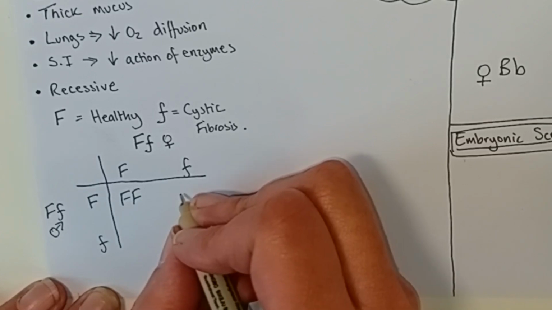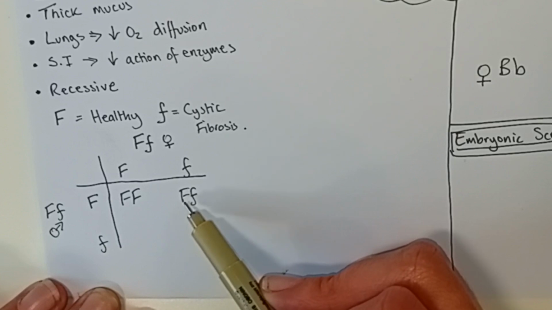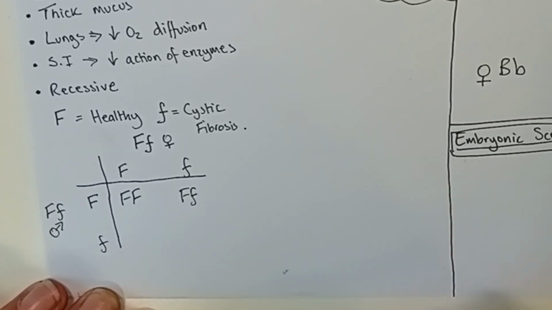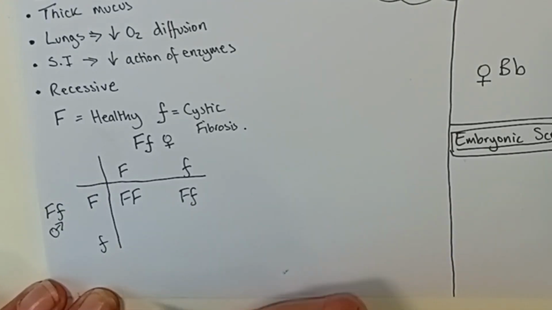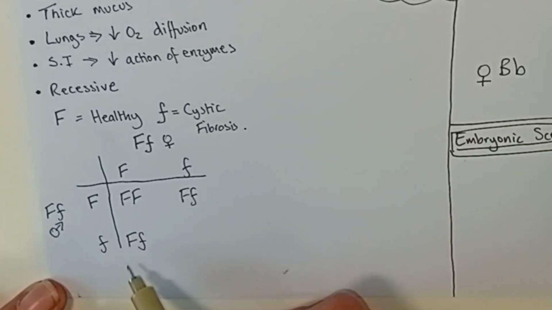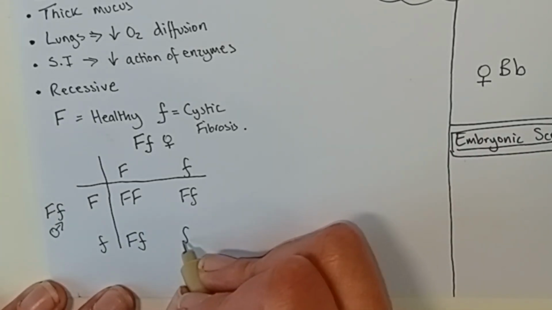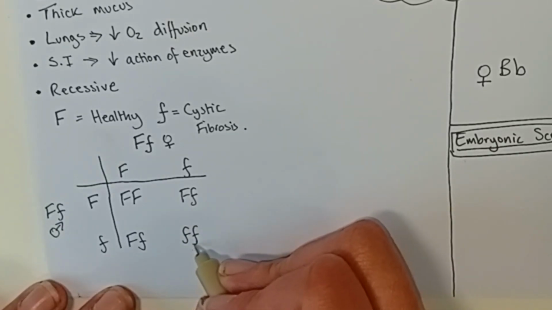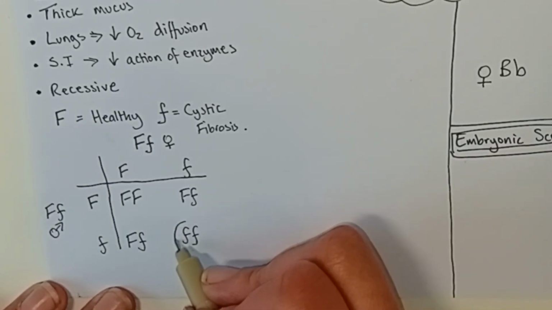If this sperm fertilizes this egg, the baby will be heterozygous. They'll be healthy, they'll have the healthy phenotype, but they will carry the cystic fibrosis gene, which means that they will be able to have children with cystic fibrosis. If this sperm fertilizes this egg, again, they are heterozygous. Their phenotype will be healthy because they've got the healthy dominant gene, but they're carrying the recessive one. And lastly, if this sperm fertilizes this egg, then the child will be homozygous recessive. They'll have two copies of the recessive allele and they will have cystic fibrosis.